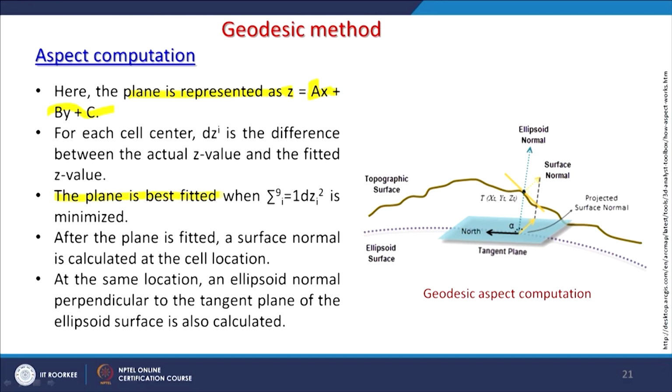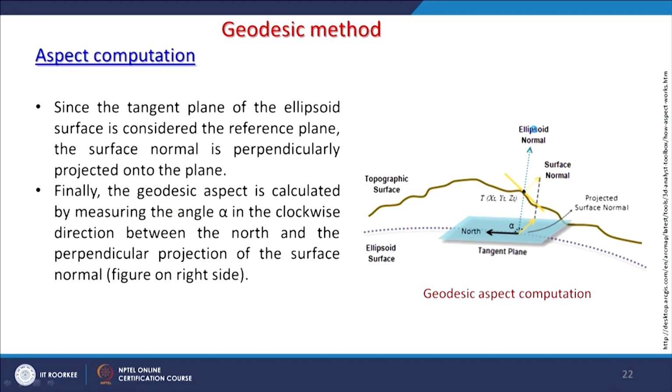Then the plane is fitted with this formula, which minimizes the variance, and after the plane is fitted a surface normal is calculated like this. The surface normal is calculated, and at the same location an ellipsoid normal is also calculated, which is perpendicular to the tangent of the ellipsoid surface. And the tangent of the ellipsoid surface is considered the reference plane. So this plane becomes our reference plane.